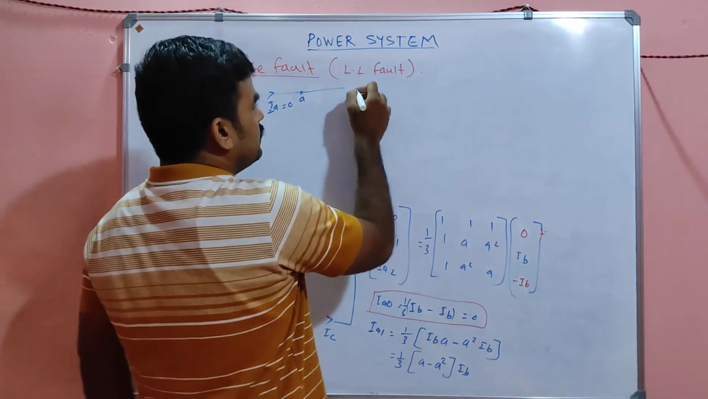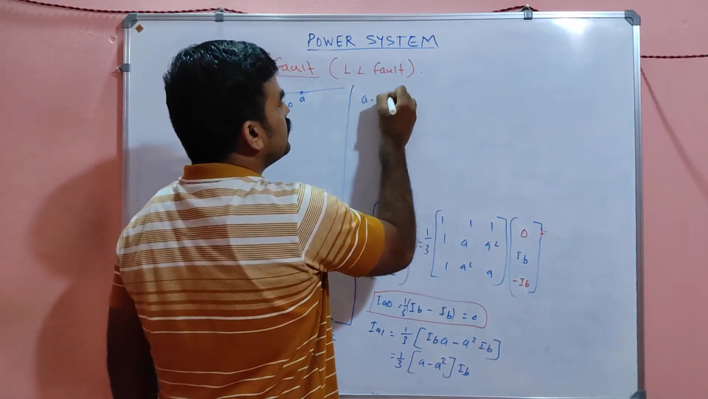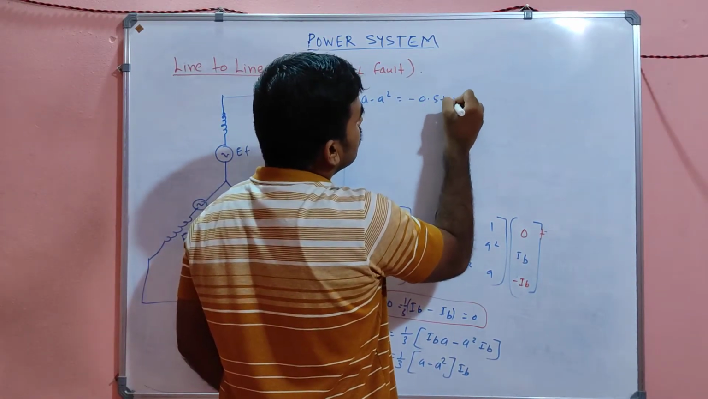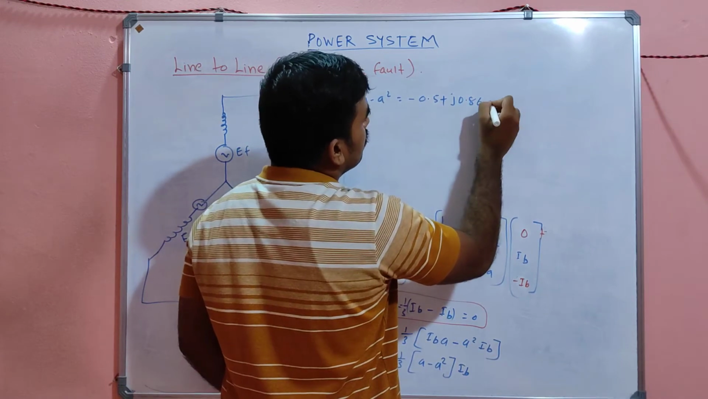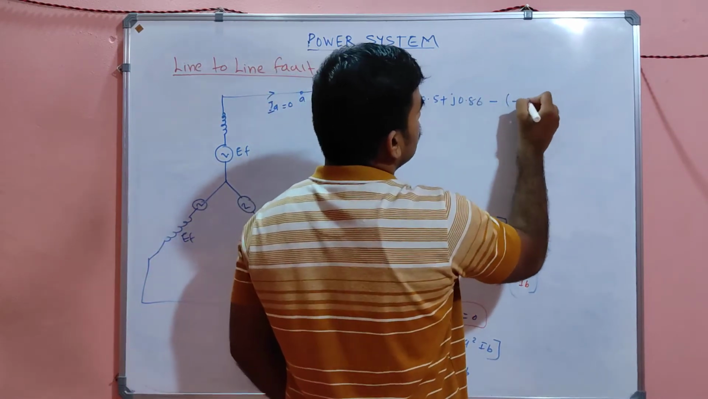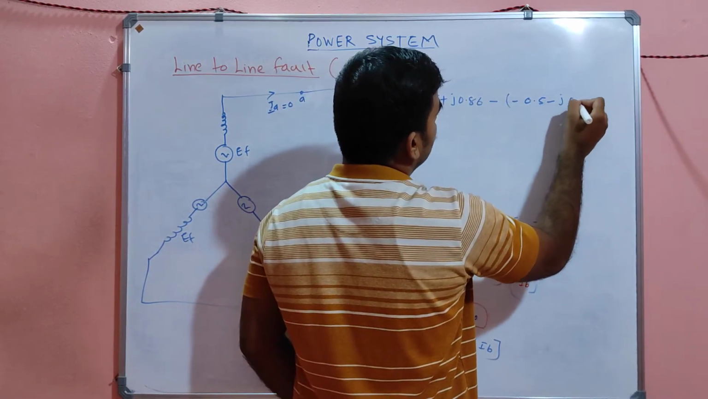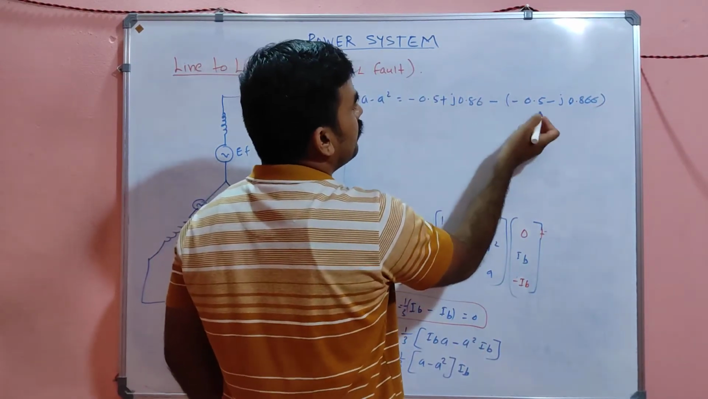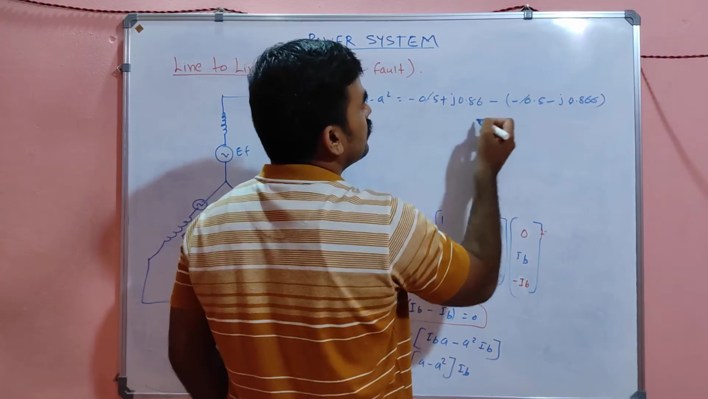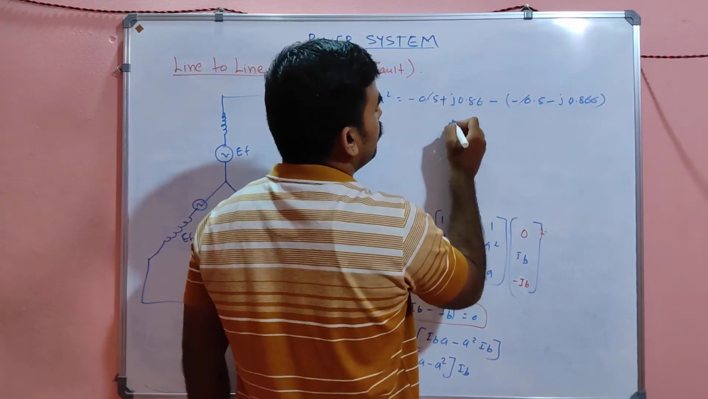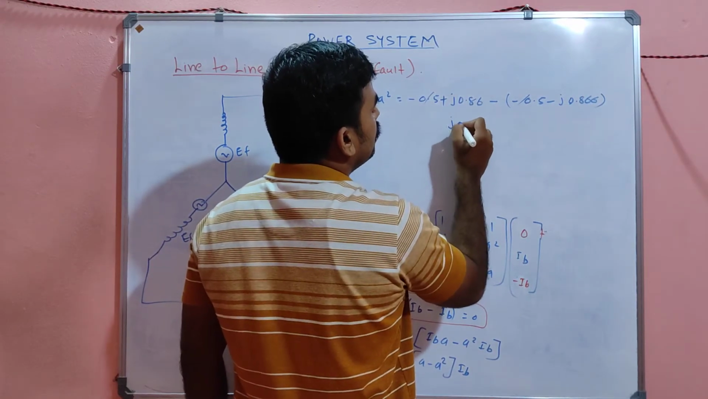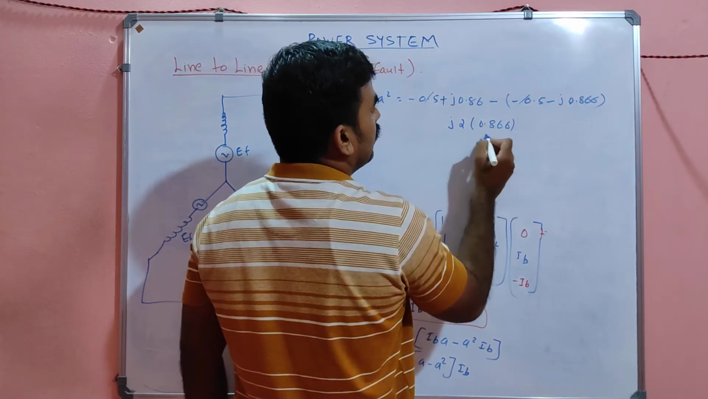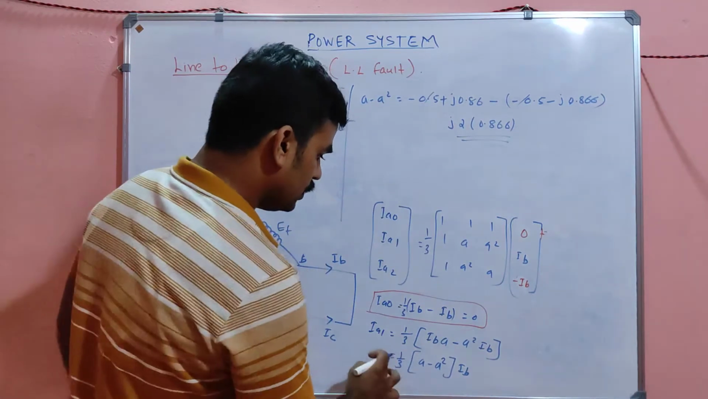So what is A minus A square, my dear? What is the value of A? We already did: minus 0.5 plus j 0.866. Minus A square is equal to minus 0.5 minus j 0.866. So if we do this, minus 0.5 and plus 0.5 will cancel each other, plus j into 2 into 0.866. Correct? So this is A minus A square.